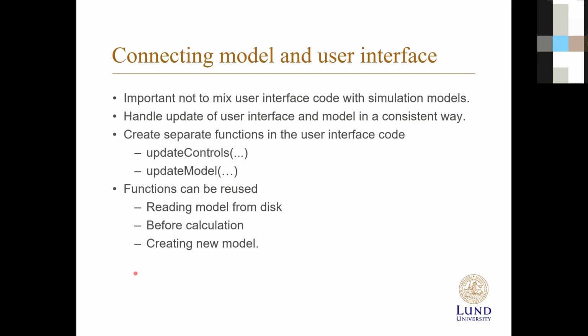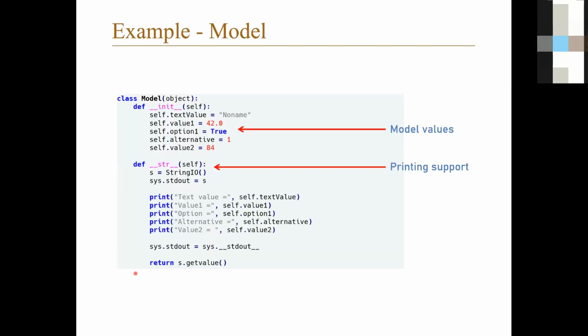So that is my philosophy when you do this. The model should be able to read a model from disk, load it from disk, and so on. And it's also able to create a new model. So all the functionality should be in the model, but all user interface separately. For example, this is my model here. It has a number of model values that I want to store and maintain. It also has a way of outputting the values to the screen.